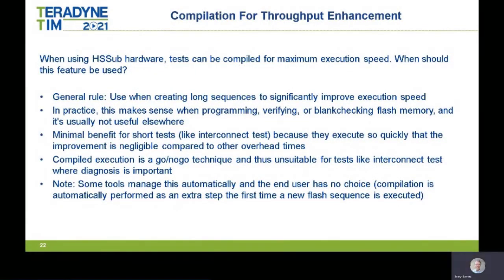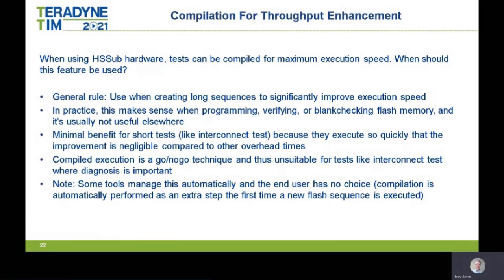As I had mentioned before, with HSSub instruments, tests can be compiled for maximum execution speed. When should this feature be used? The general rule is to compile when creating very long sequences of activity. In practice, this makes sense when programming, verifying, or blank checking flash memory, and it's usually not useful elsewhere. It provides only minimal benefit, if any, for short tests like interconnect testing, because short tests execute so quickly that the improvement is negligible compared to other overhead times.